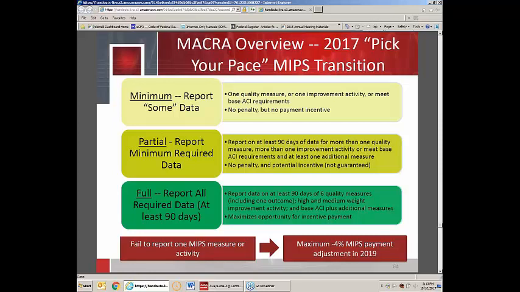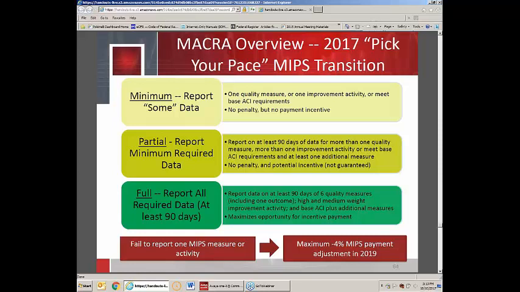If you want to go in partially, you can report on at least 90 days of data for more than one measure, and you won't get a penalty, and you'll get a potential incentive. So the more you report, the more chance of an incentive you're going to get. That incentive is not guaranteed, but there's a possibility.